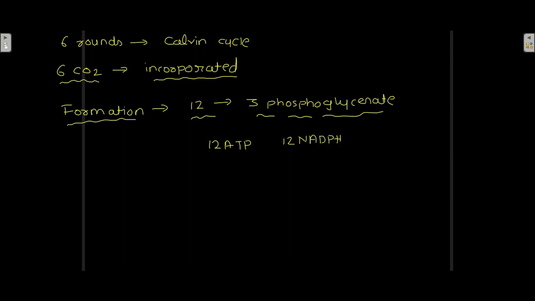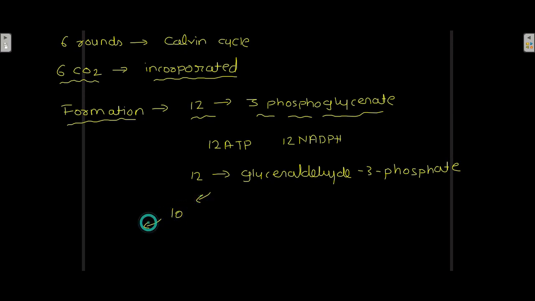Now 12 molecules of glyceraldehyde 3 phosphate will result after phosphorylation and reduction of the 12 molecules of 3 phosphoglycerate. So 12 molecules of glyceraldehyde 3 phosphate will be produced. Now out of these 12, 10 molecules would be used for the regeneration of RuBP, and out of these 12, 2 molecules will be used for the production of 1 molecule of glucose.